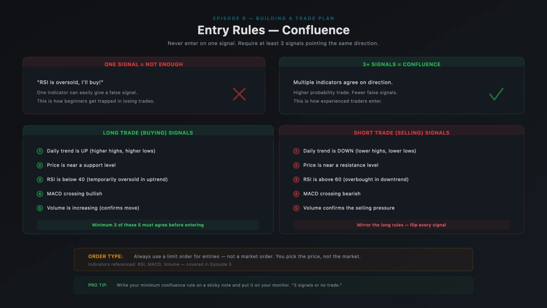One more thing, always use a limit order for your entry, not a market order. A market order fills you at whatever price is available. A limit order lets you pick your price. This matters a lot in fast-moving markets.